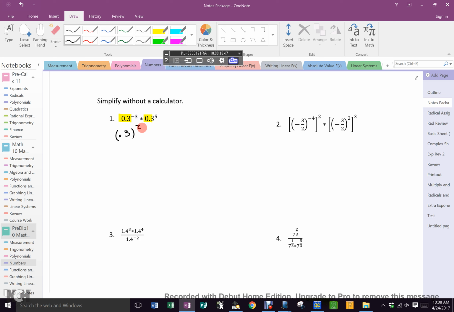The instructions say simplify. Would I leave it that way? No, because there's no letters, right? I evaluate that. What is the answer? Without a calculator. 0.09. Why is it 0.09? Because I need 2 decimal places. Because it's 0.3 times 0.3, which equals 9, but I need 2 decimal places.